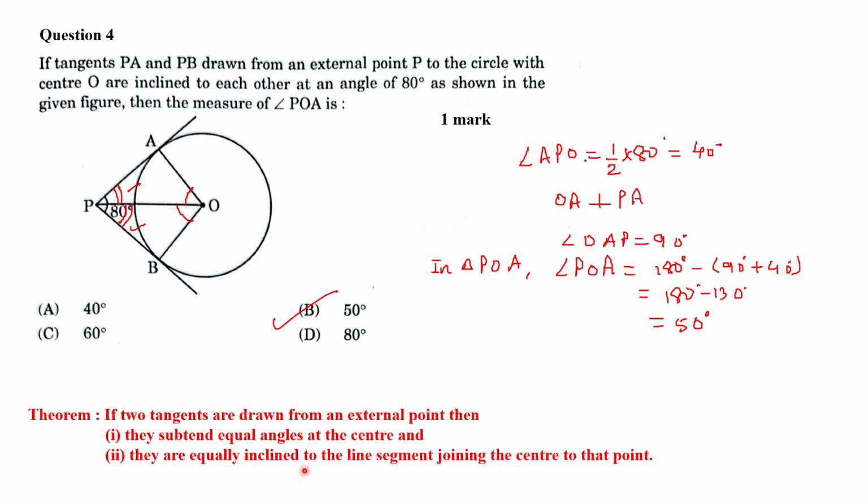Now this theorem also you should know, because I have seen the questions came in the exam also to prove this kind of theorem. So to prove this, what you have to do, you will take these two triangles OPA and OPB, and prove that both are congruent. Now how will you prove both are congruent?